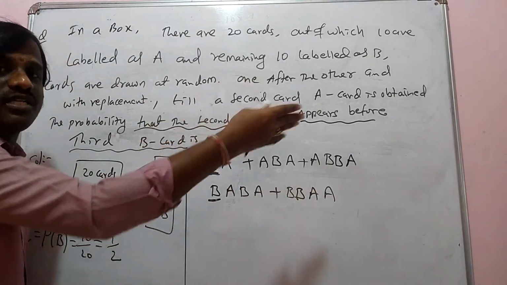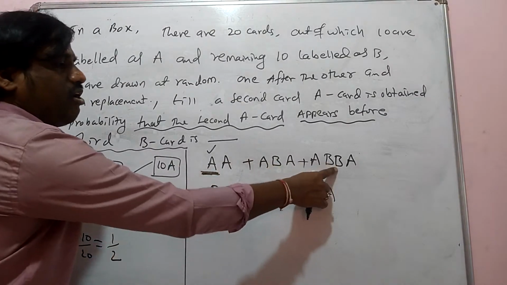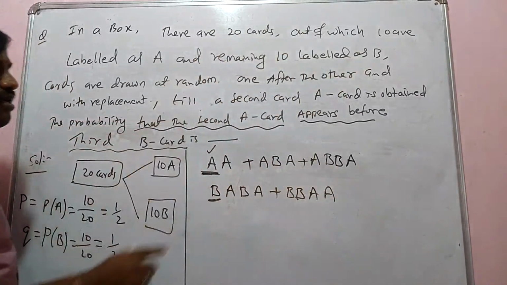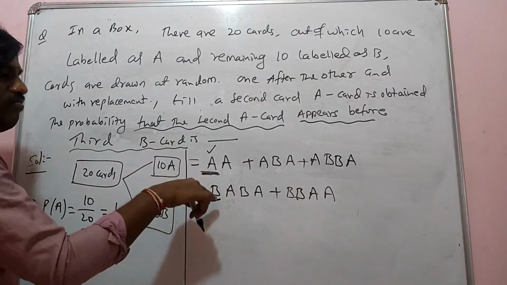I cannot go for more times. Here A I got 1 time, B I got 1 time, B I got 2 times. I cannot go more than that. So this is the possibilities of A starts, and this is the possibilities of B starts.